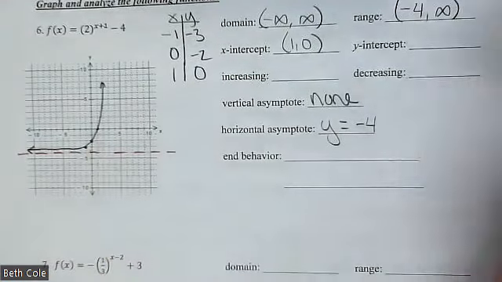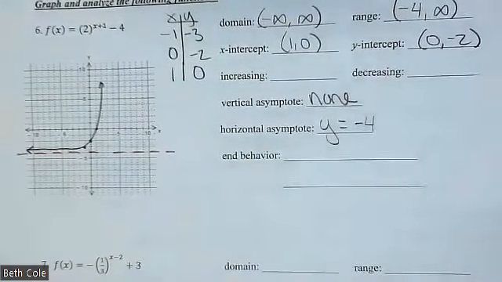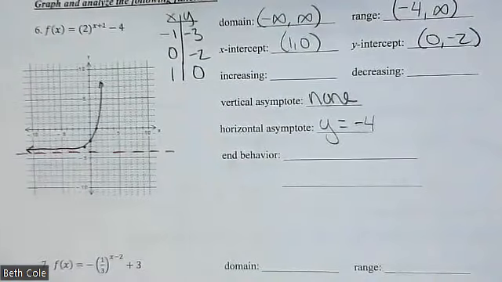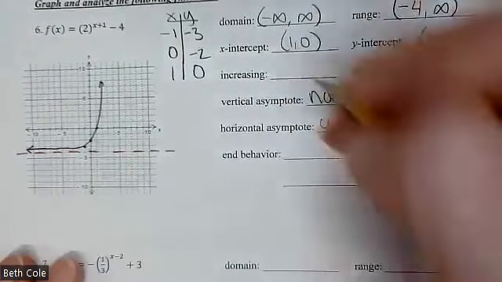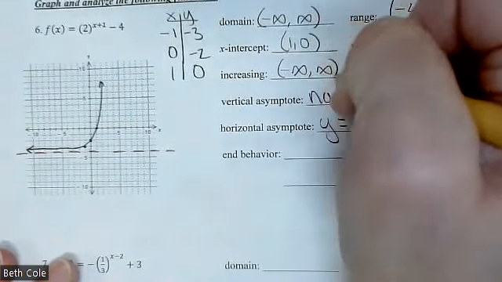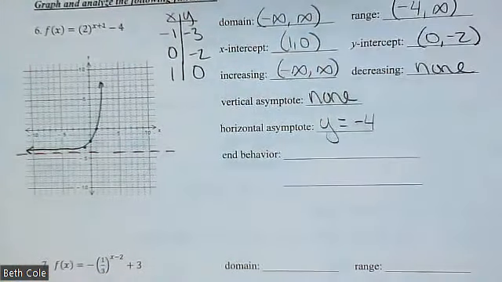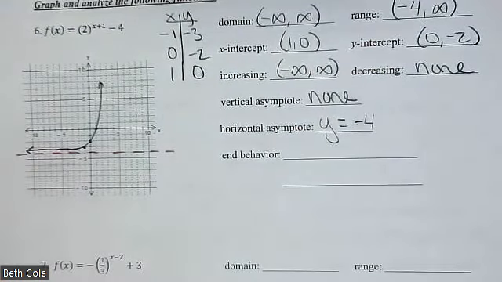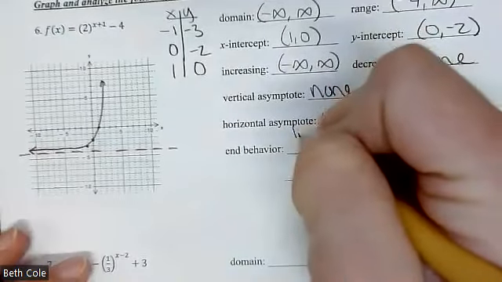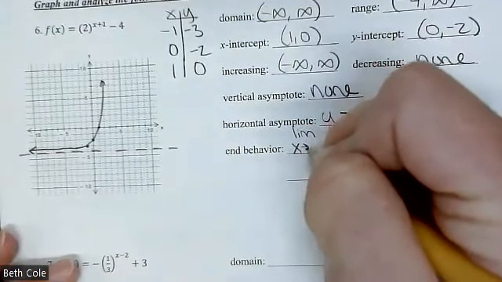Y-intercept. 0, -2. It will either increase or decrease. These don't turn around. So what's this one doing? Yep. Increase will be everything. Decrease will be none, or whatever silly thing you feel like writing on that line. And then your end behavior. It's not hard. You just have to remember how to write it. But you guys did great with this on the last test where you had to do this.